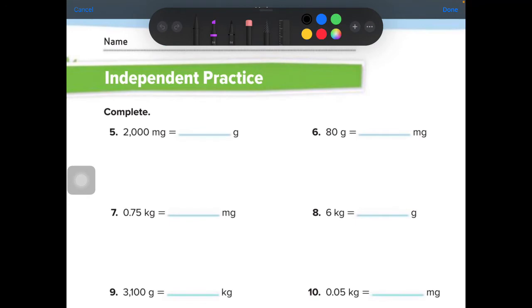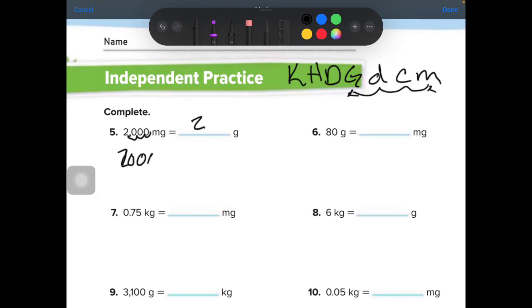Number 5, we have milligrams into grams. And here I'm going to go, King Henry died merrily, grumpily, drinking chocolate milk. Okay, so you can either do the conversion or the King Henry. You decide what's easier. I'm going to do milligrams to grams, and I'm going to go 1, 2, 3. It's going to be 2. Or I could have just done 2,000 divided by 1,000. That would have equaled the same amount.